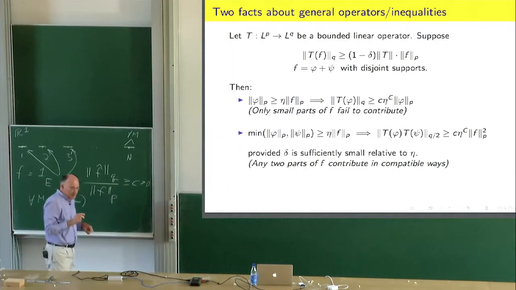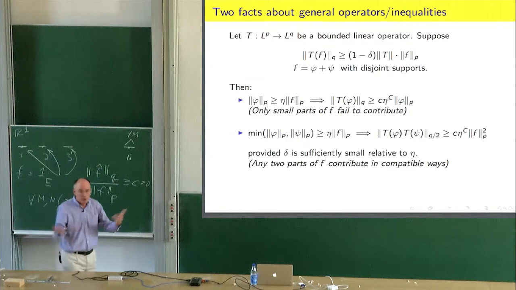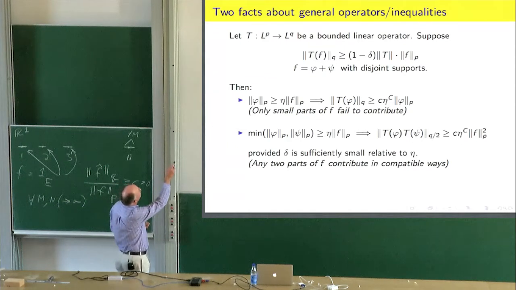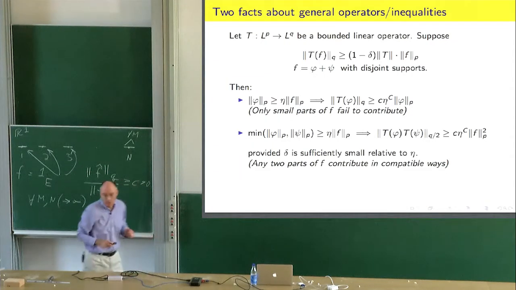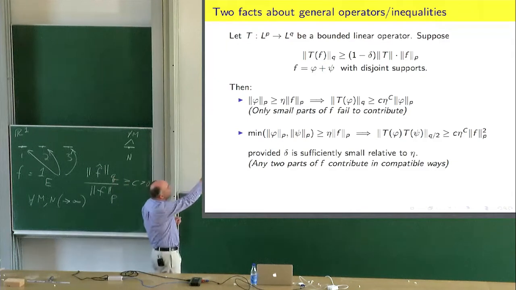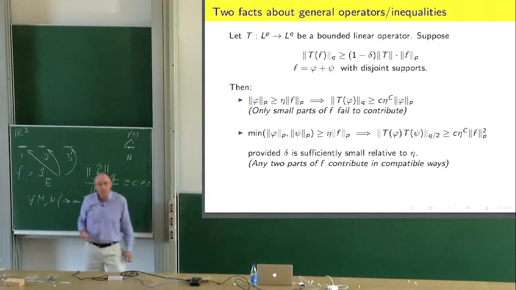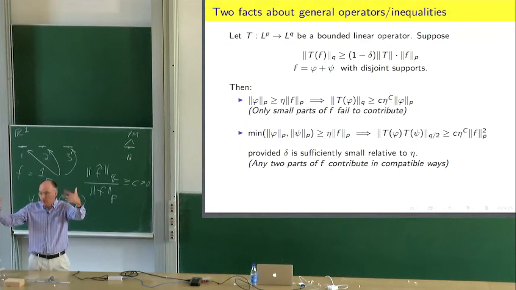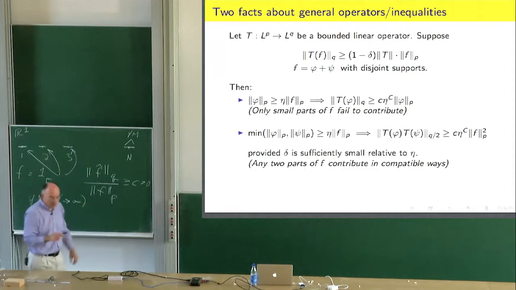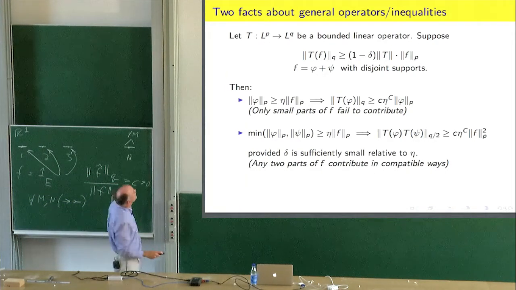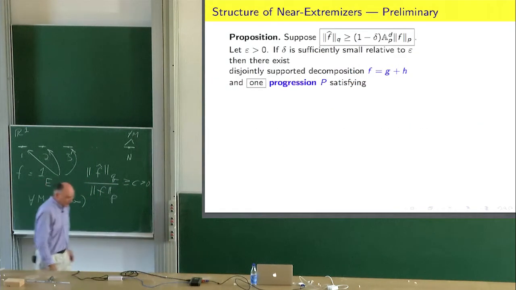Okay? The second part says that the team has to work together towards a common goal. So if you decompose f as a sum of phi and psi, and if both phi and psi have norms that are bounded below by a constant times the norm of f, if you multiply T of phi times T of psi and take the L^(q/2) norm, as you should, then that again is bounded below in an appropriate way. So this says if you split the function in two, if they both have a reasonable size, then those two parts have to work together to make T of f large. Okay, so those are very reasonable things and they're very elementary to prove.